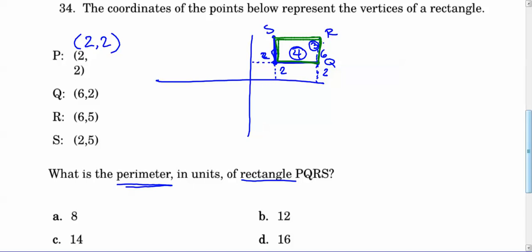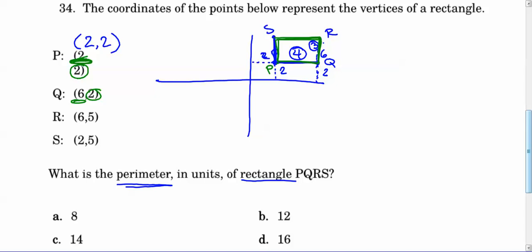So we know that between the points P and Q, right? P and Q both share a 2 right there, right? So we're going to actually look at the 2 and 6, and they have the same sign, so we're going to subtract their absolute values.